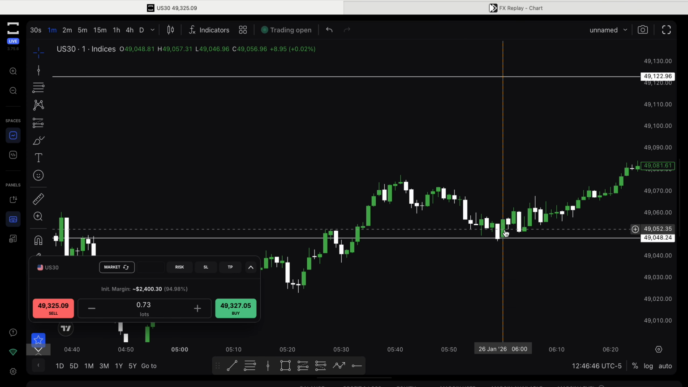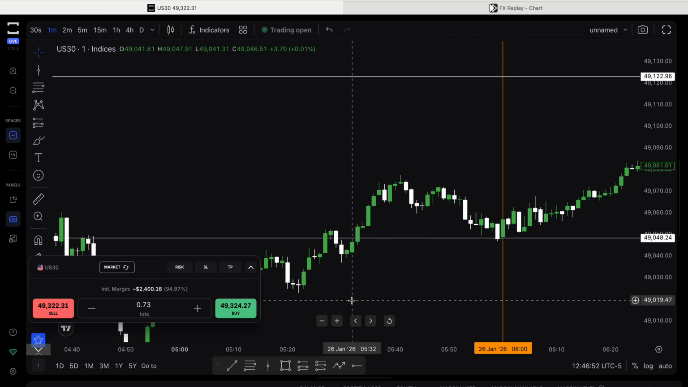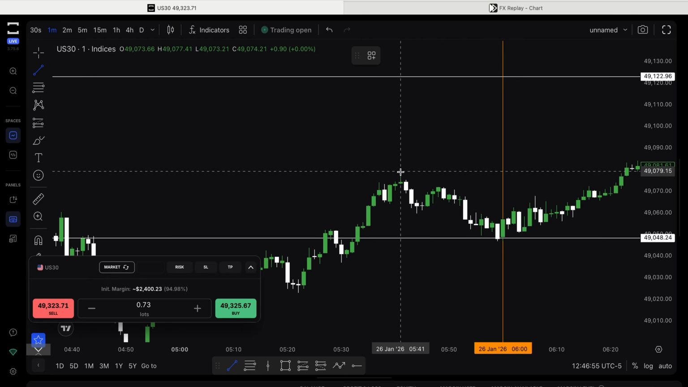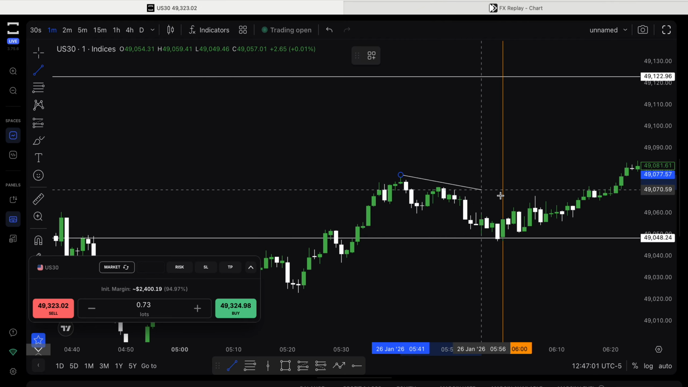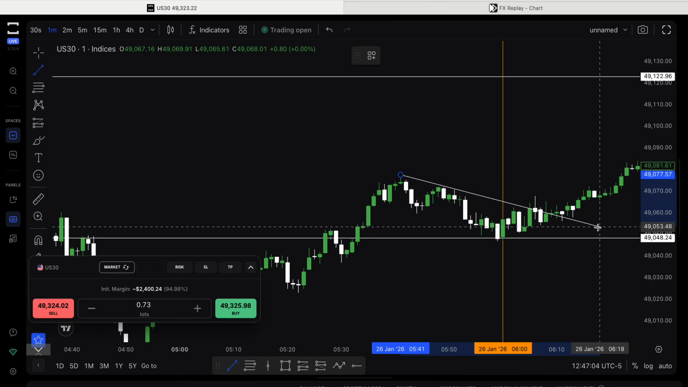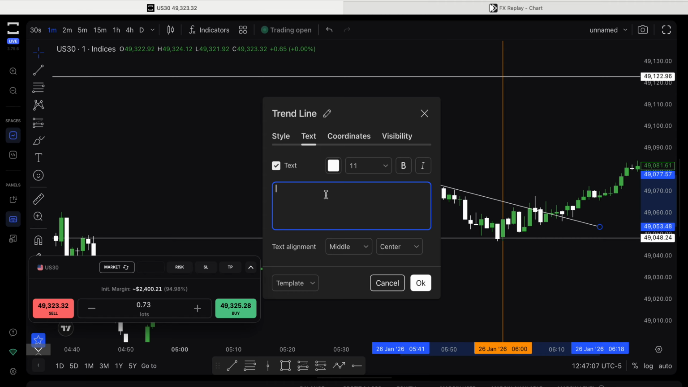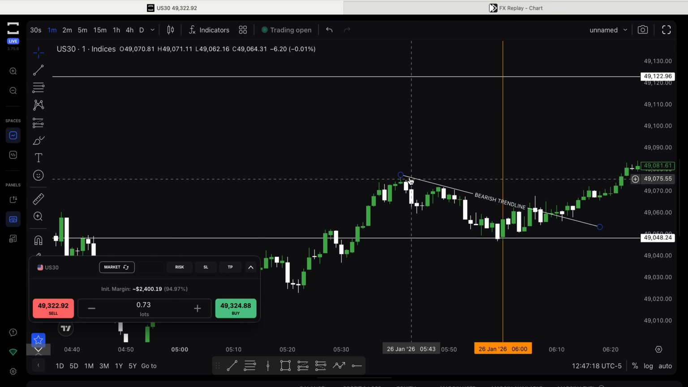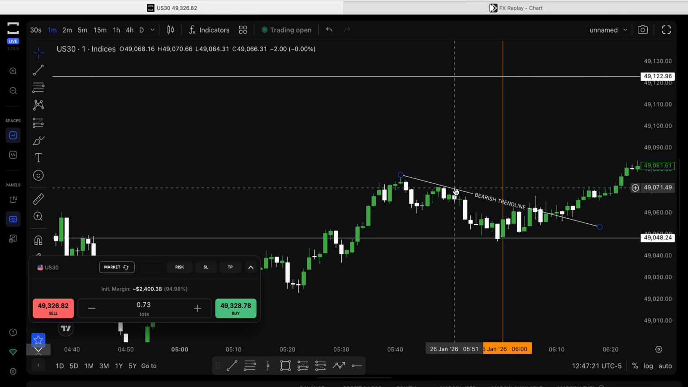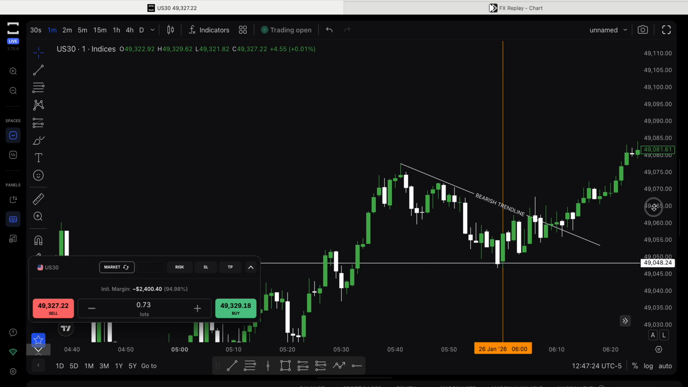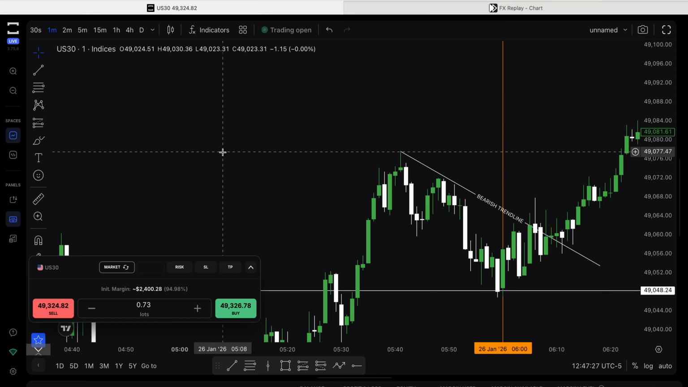As you can see, after 6 o'clock, price really didn't get that much retracement, but it doesn't matter, because all I was looking for in reality, you see this right here? This is a bearish trend line. We got 1 touch, 2 touches, 3 touches. 3 touches is enough for me to consider a trend line valid. 1, 2, 3. You get what I'm saying?